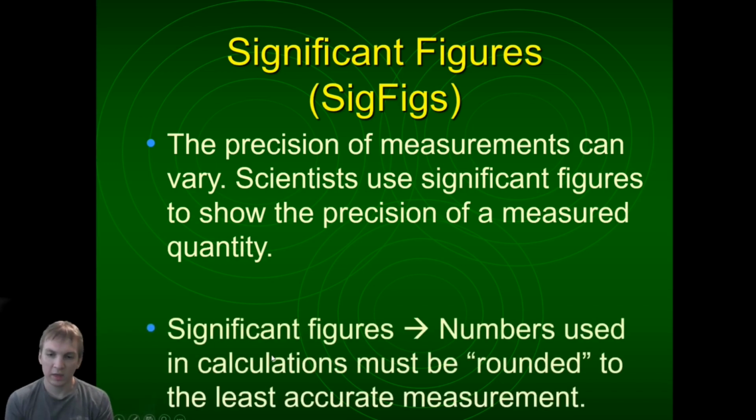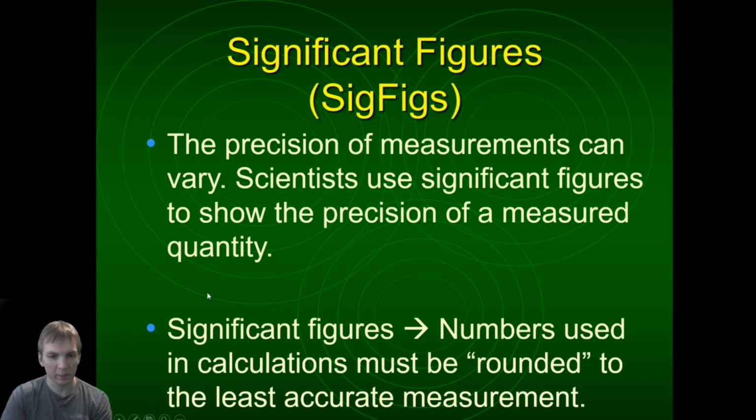All right? Significant figures are the numbers used in calculations that must be rounded to the least accurate measurement. So when we're doing science experiments or any type of calculations, we want to make sure that the significant figures are going to be the ones that are being represented, and we're leaving out all other numbers.